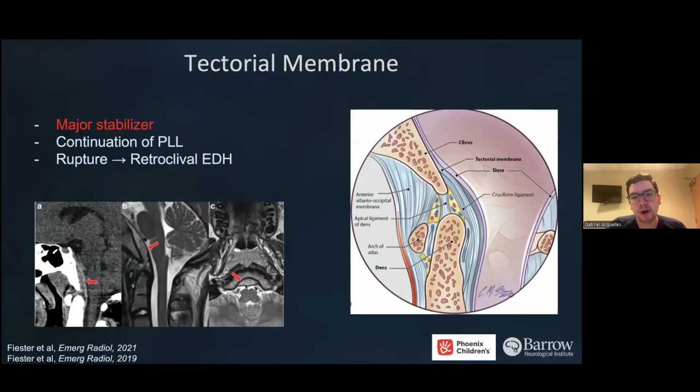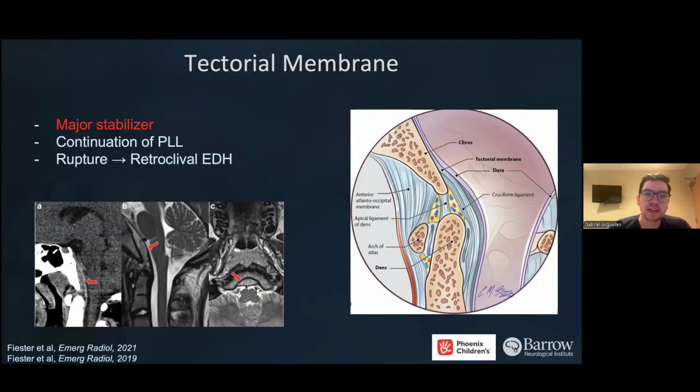The tectorial membrane is our last important membrane for stability at the craniovertebral junction. It's a major stabilizer. It's the continuation of the PLL that we know about in the rest of the spine. It inserts up by the clivus. It actually becomes continuous with the dura at that level. And then it inserts inferiorly at the posterior aspect of C2.